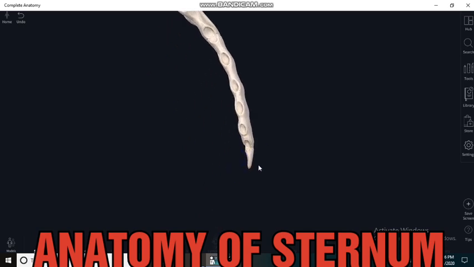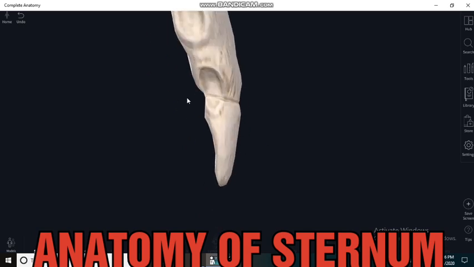There is also a demifacet for the costal cartilage of the seventh rib, because demifacet means half facet, and the other half facet lies at the xiphoid process of the sternum bone.